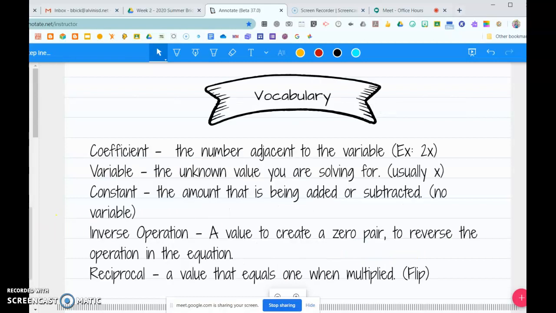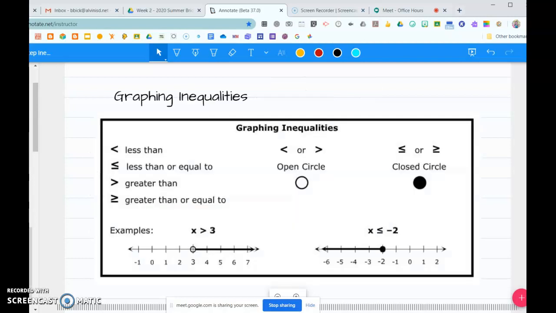This is the same vocabulary that we talked about on Tuesday. So it has the coefficient, the variable, the constant, the inverse operations, and the reciprocal. You treat all of them the exact same as we did on Tuesday.